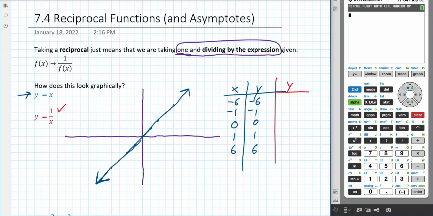But for 1 over x, it would make the y equal -1 over 6, -1 over 1, which is just -1. This would be 0, this would be just 1, because it's 1 over 1. And then this would be 1/6. So hopefully it becomes pretty clear that the 0 point, or sorry, when I say 0, that shouldn't be 0. That should be not defined. DNE, does not exist. So that point does not exist.